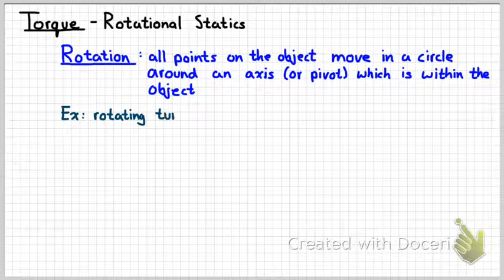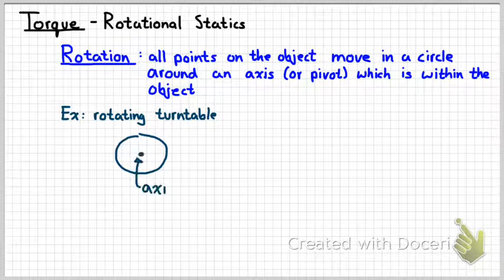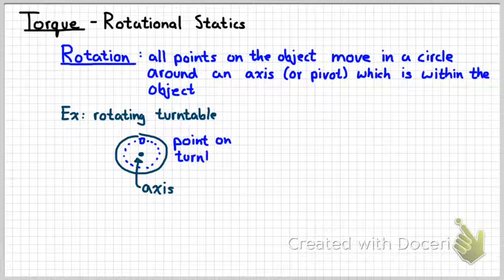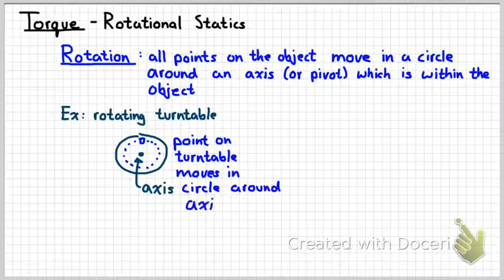So for example, if you have a rotating turntable, like a record player, the rotating turntable moves about some axis that's in the center of it. A point on the turntable moves in a circle around that axis. The turntable as a whole doesn't go anywhere. It's still in the same spot it was when you started rotating it, but a point on the turntable moves in a circle around the axis.